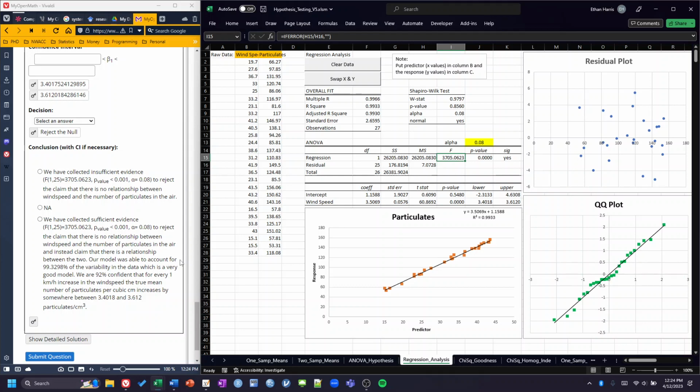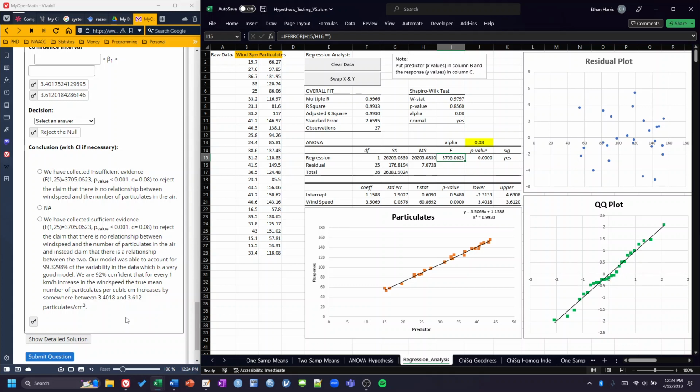And our model is able to account for 99.3298% of variability in the data, which is a very good model. That came from that R-squared value. That's how you interpret the R-squared. Then we are 92% confident that for every 1 km/h increase in the wind speed, the true mean number of particulates per cubic centimeter increases by somewhere between 3.4 and 3.6 particulates per cubic centimeter.